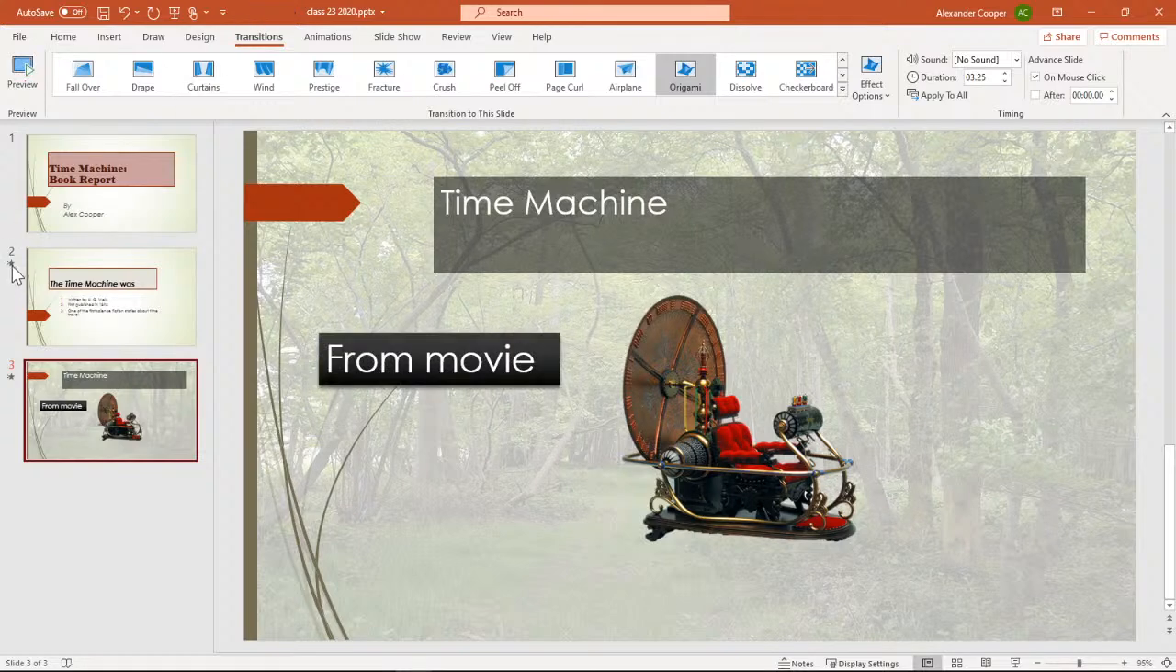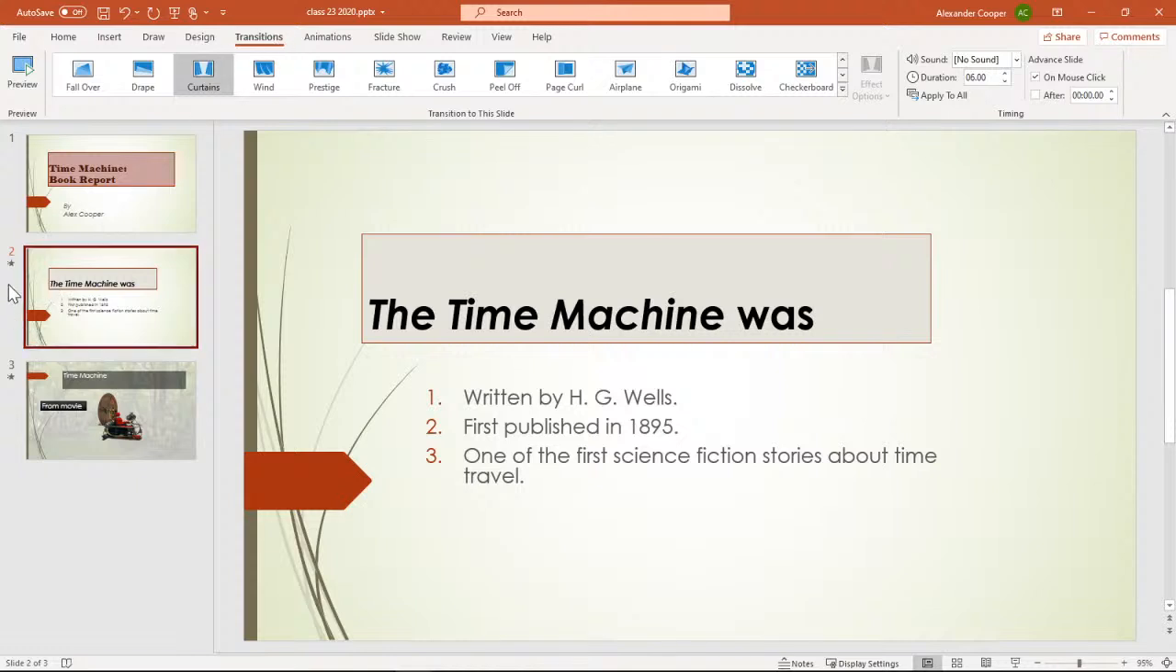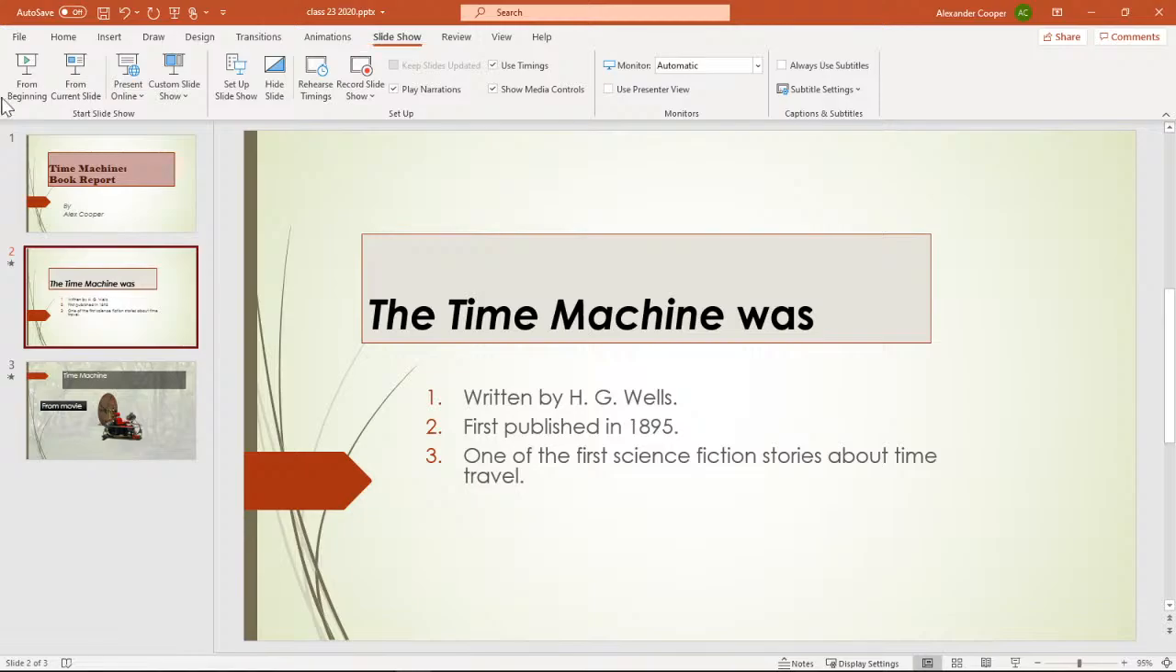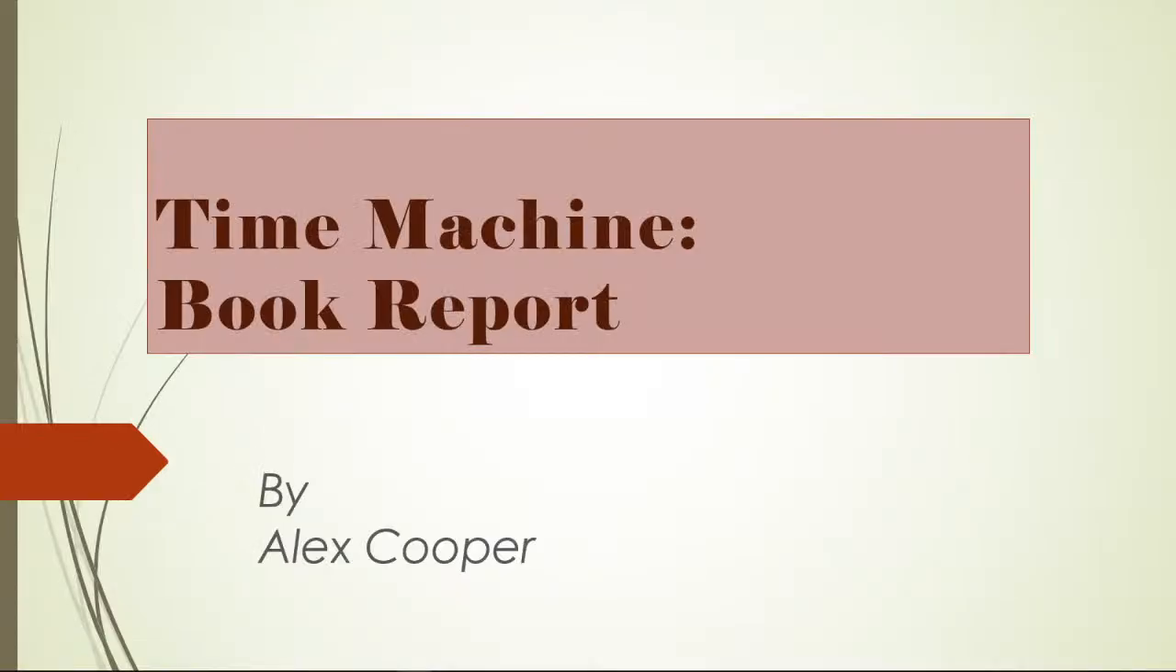How do you know when it has a transition? You'll see a little star here. Okay. So let's go ahead and do slide from beginning. Now, here's your welcome one. You know, welcome. Today I'm going to talk about the Time Machine book report. My name is Alex Cooper. So glad that everybody's here today. And then this is what I really like to do with the curtain one.